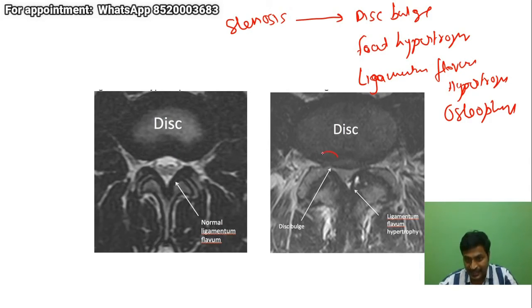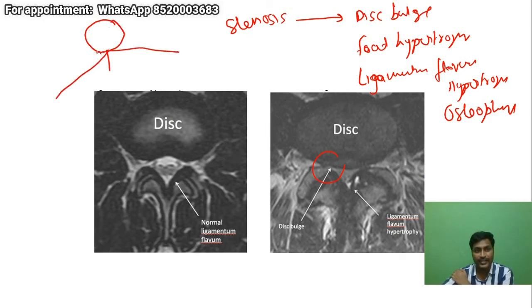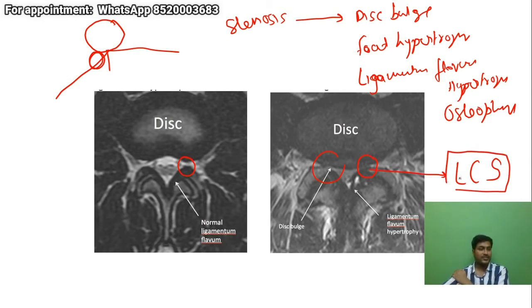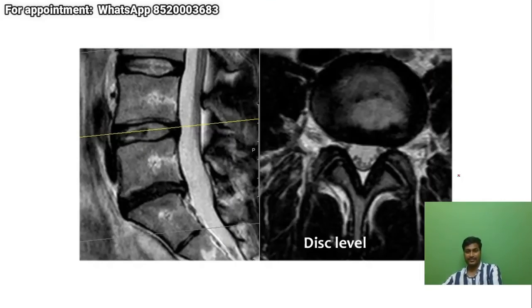Can you see here at the foraminal level, the shoulders, what I've shown you. In our center one, this is my head, this is my shoulder. So at the shoulder, you are not able to see the nerve root. See, this is my thecal sac, this is my shoulder. Are you able to see my shoulder? That is narrow. So this is lateral canal stenosis.